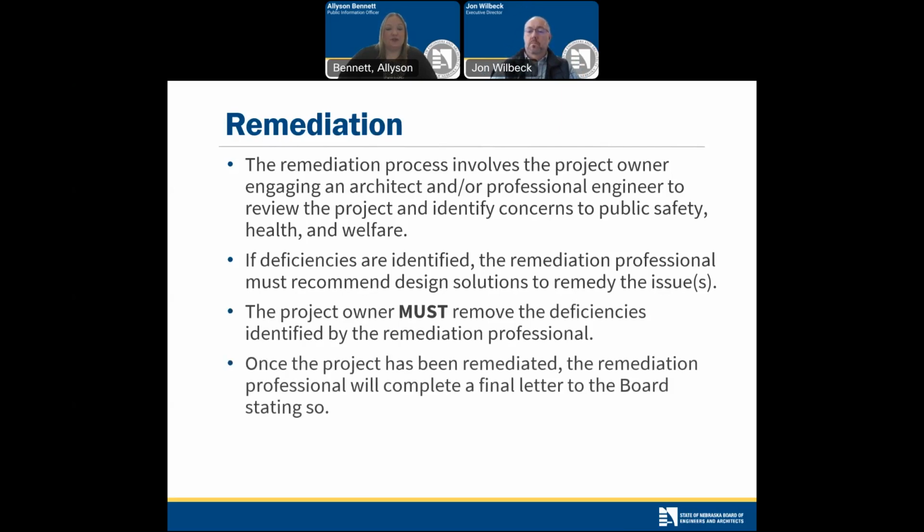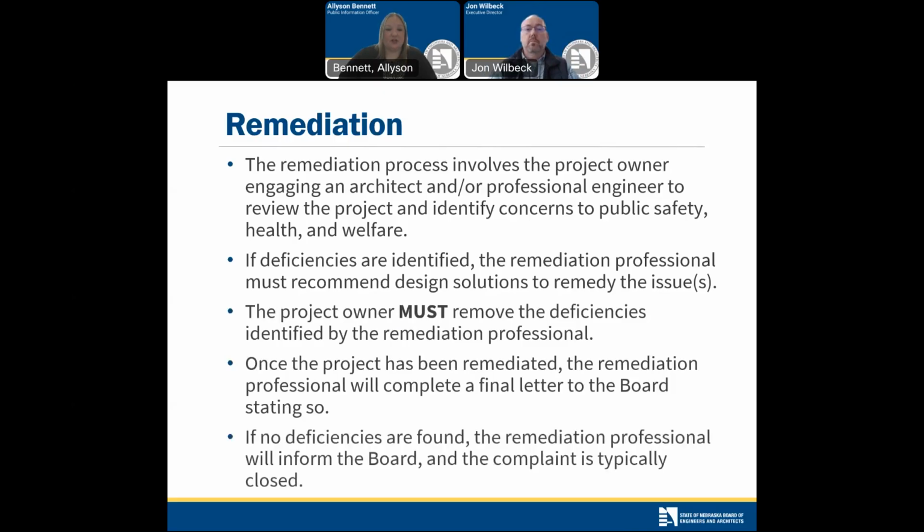Once the project has been remediated, the remediation professional will complete a final letter to the board stating so. If the remediation professional finds that no deficiencies are found, they'll let the board know in that letter, and the complaint is typically closed. So we state that the project owner must remove the deficiencies identified by the remediation professional. So what if they fail to comply with this remediation process?